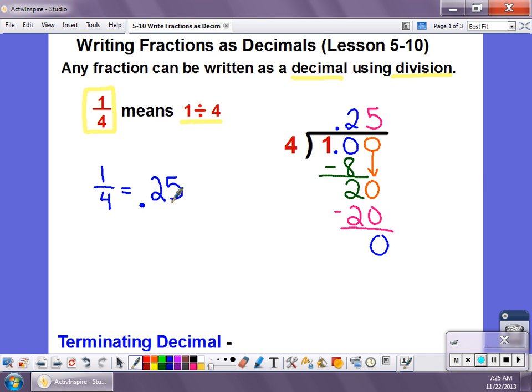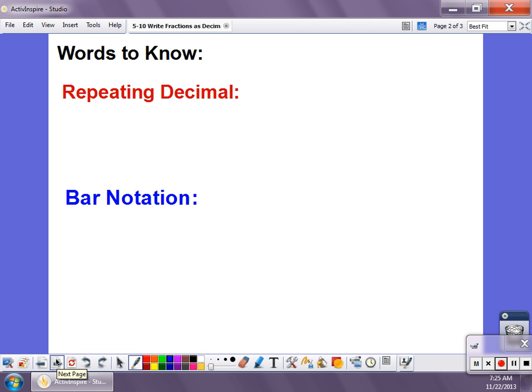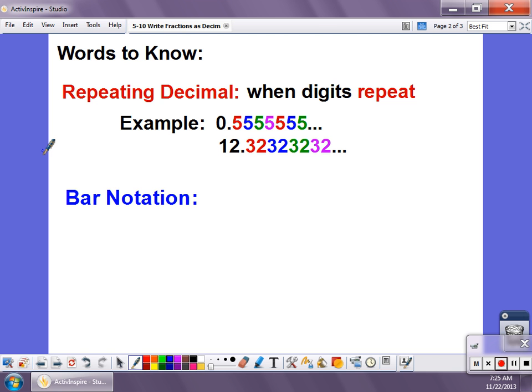0.25, or 25 hundredths. A terminating decimal is a decimal whose digits end. Okay? And they end because I was able to get a remainder of 0. Now sometimes they won't terminate, they won't end, and I'll show you what to do with that in just a second. There are some other kinds of decimals you need to know, and these are called repeating decimals.